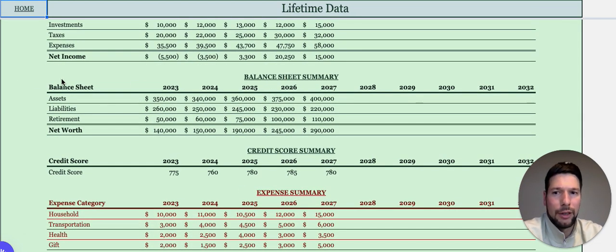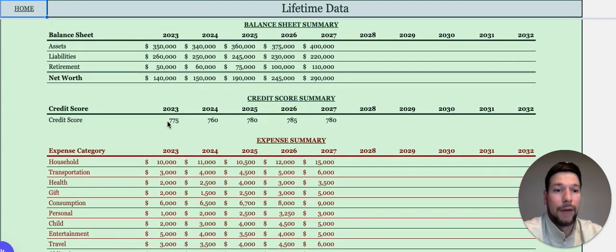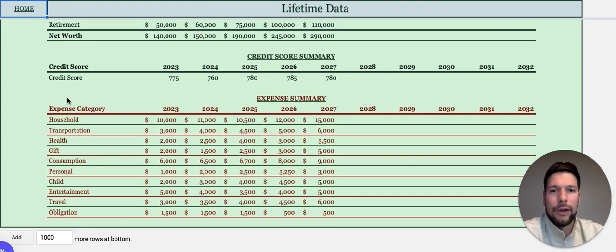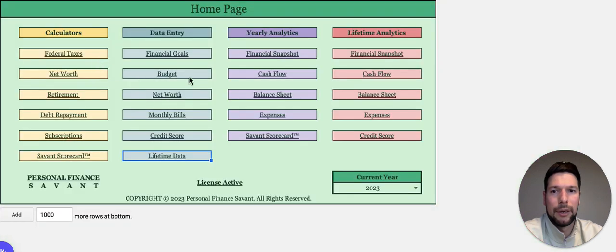The balance sheet, this is all coming from your net worth page. Just copy and paste it in there. Your credit score page, we just saw the credit score tool. Just copy and paste those numbers in here for your final number for the year. And then you have your expense summary, and that's also on the budget page. Just grab the totals. And just to show an example of where those numbers need to come from.